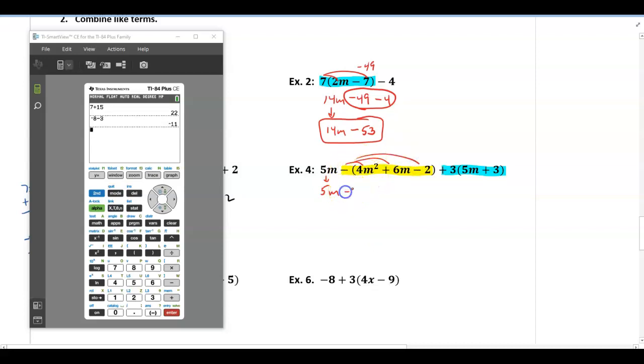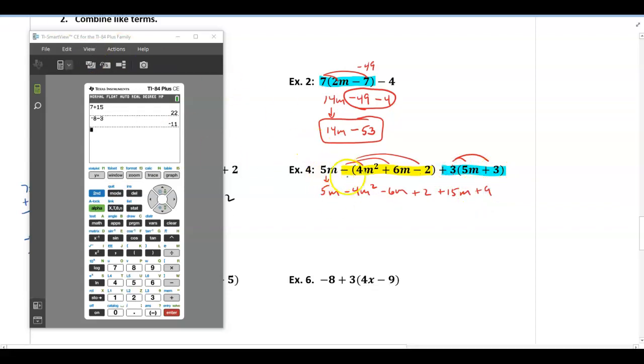A negative and a positive make that minus 4m squared. A negative and a positive make that a minus 6m. A negative and a negative makes that a plus 2. Then I'm going to go ahead and distribute this 3. 3 times 5m gives me plus 15m. 3 times 3 would give me plus 9.